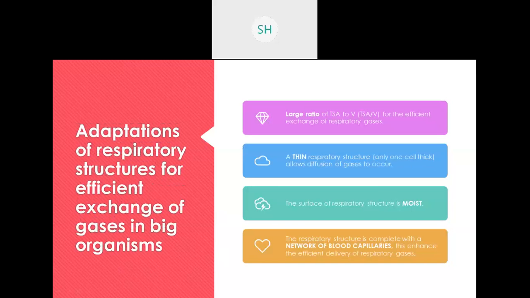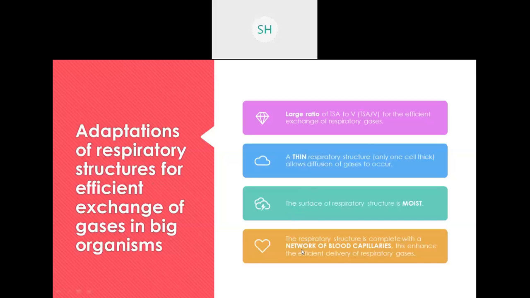For the first one, we have a large ratio of total surface area to volume, for the efficient exchange of respiratory gases. And the second one, we have a thin respiratory structure, which allows the diffusion of gases to occur. For example, the skin of the frog is very thin, so the diffusion of oxygen can happen through the skin only. And then the third one is that the surface of the respiratory structure is moist. For example, the tapeworm, a worm whose skin is very moist and thin, so diffusion can occur just through the skin.